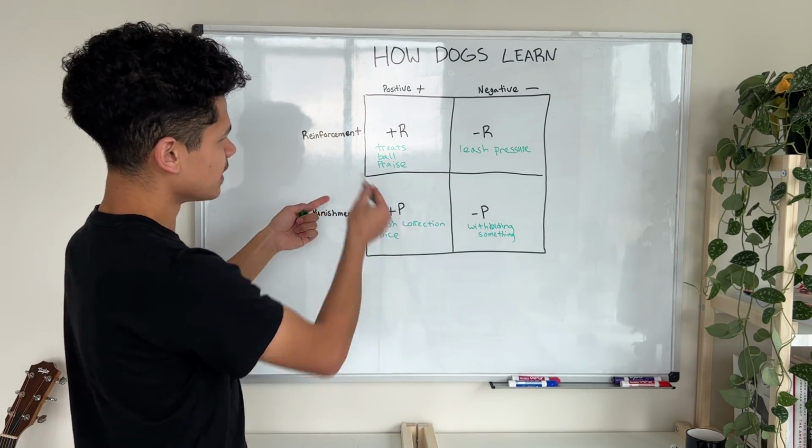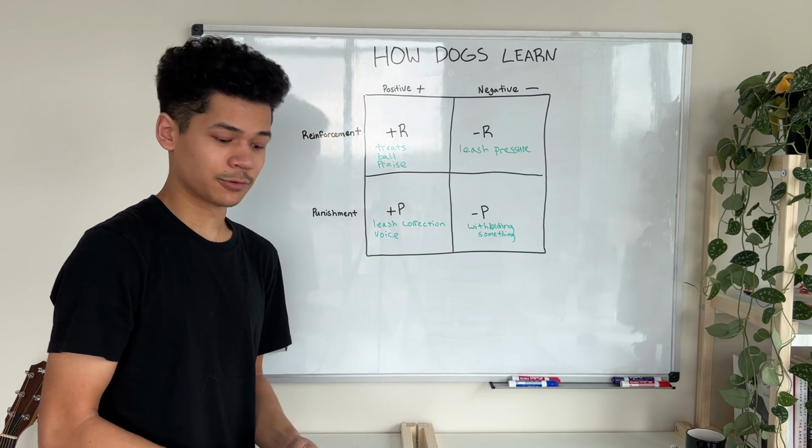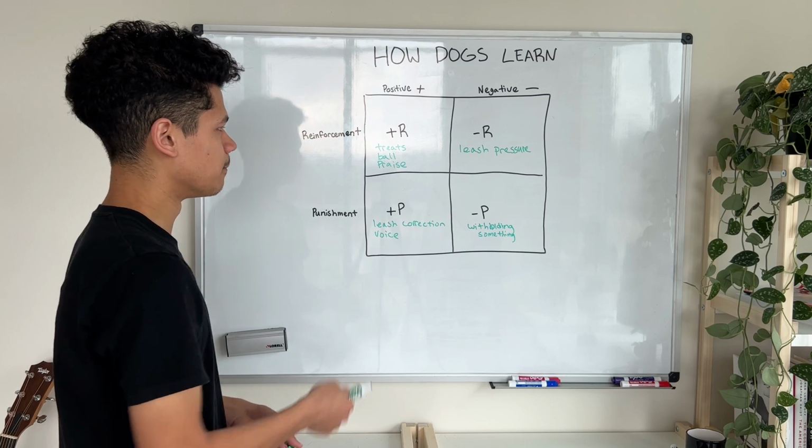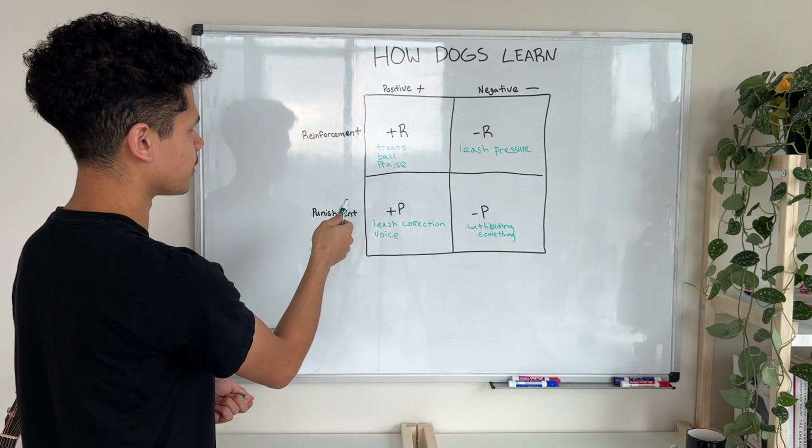If the dog doesn't value what you're withholding from them, it doesn't punish anything. And so understanding this is very important because when we're actively training our dog, all of our training is going to follow these things. So let's go ahead and talk about this a little bit more.